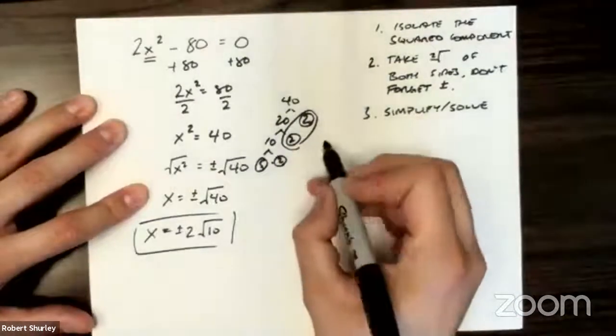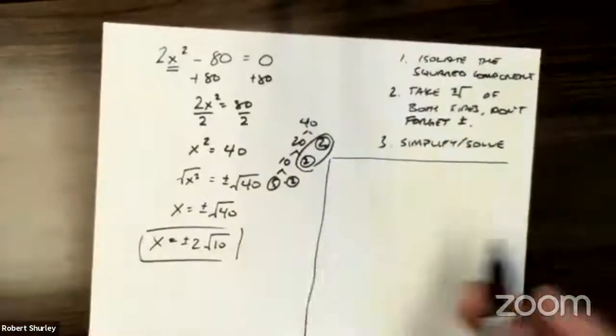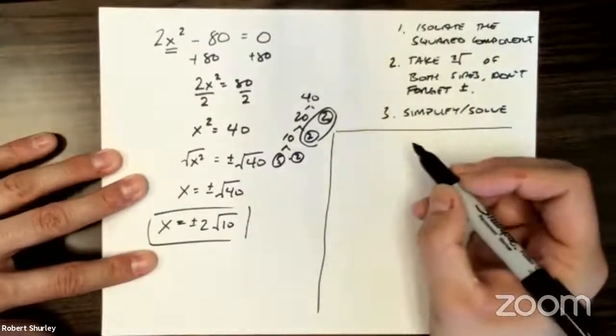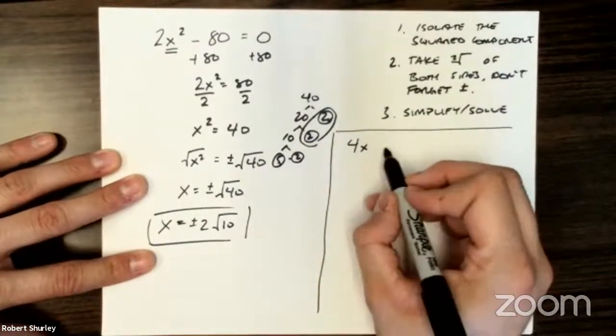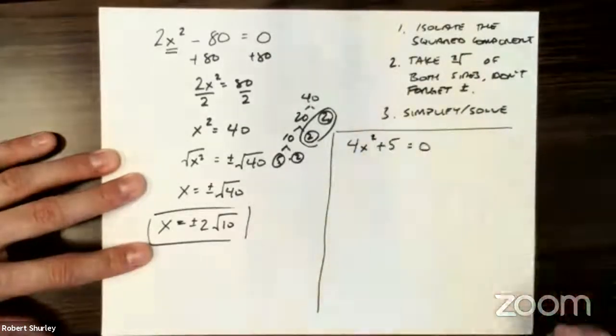Okay, let me do another one. I think I can fit it in right here maybe. This is more of just a reminder of how to simplify radicals than anything else. So let's say we had 4x squared plus 5 equals 0.